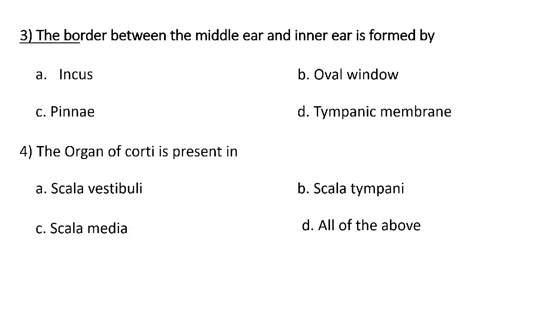Question number 3. The border between the middle ear and inner ear is formed by option A, incus, option B, oval window, option C, pinna, option D, tympanic membrane. The correct option is oval window.